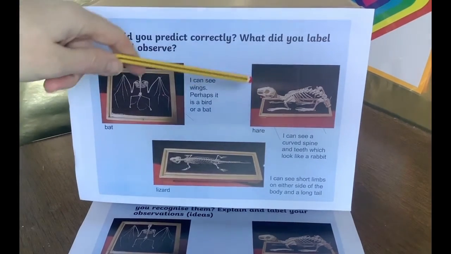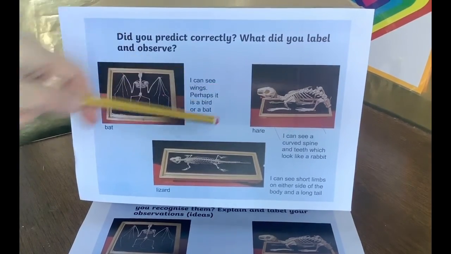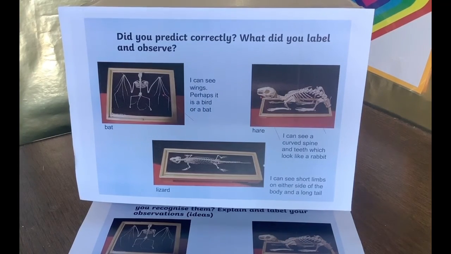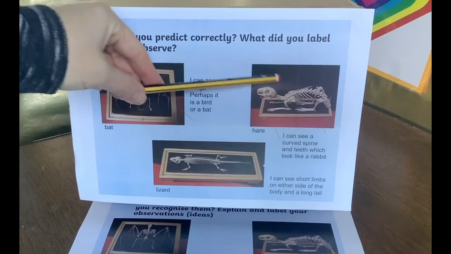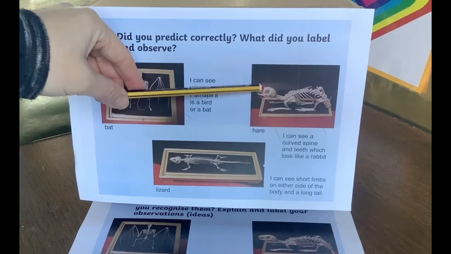Now the second one, this was a little bit more tricky. I would imagine you either thought it was a hare or a rabbit, but it is actually a hare. They have slightly bigger bones than a rabbit and slightly bigger skulls or craniums.